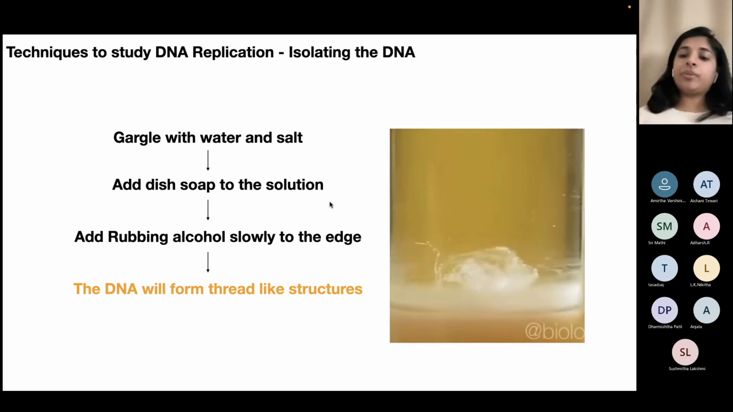So this is a fairly simple method that anyone can do at home and isolate DNA. It will be a fun game for young people.